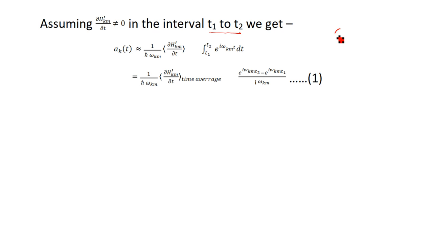So t is the time of application of the perturbation, but within this time t1 to t2, the term del H dash km upon del t is a constant, so it is taken outside of the integral. On solving you will get this term.